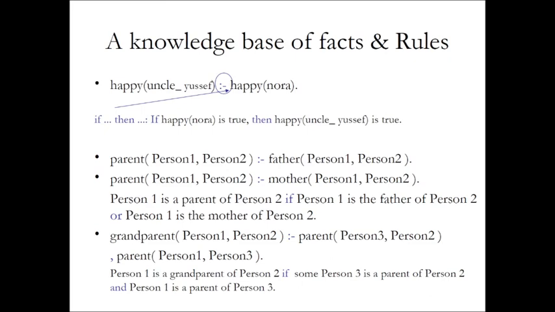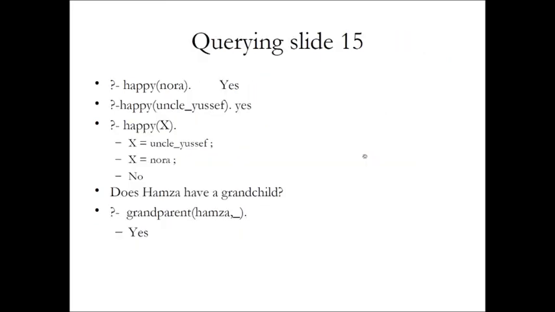Now coming to the knowledge base of facts and rules. Here we have happy(uncle_Yusuf) :- happy(Nora). So the if-then rule is applied here: if happy Nora is true, then happy uncle Yusuf is true. Likewise, different examples are given in this knowledge base of facts and rules. So this is the query slide.